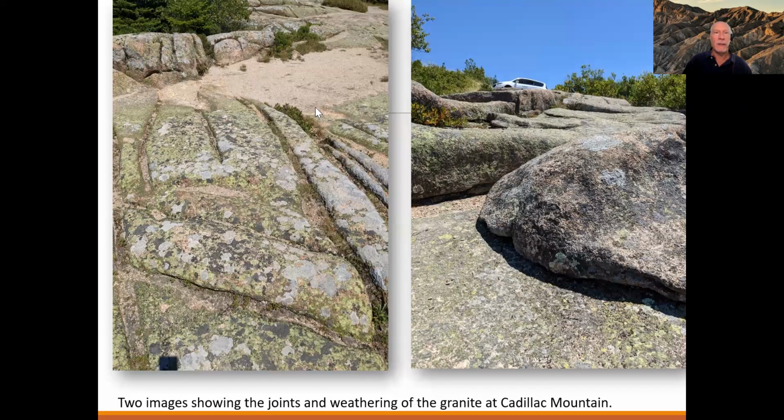And this is near the top of Cadillac Mountain, which is the high point at the national park. We can see some joints, again similar to what we see in Yosemite National Park. And we can see, again, these blocks of granite sitting on other granite, so almost a kind of exfoliation.